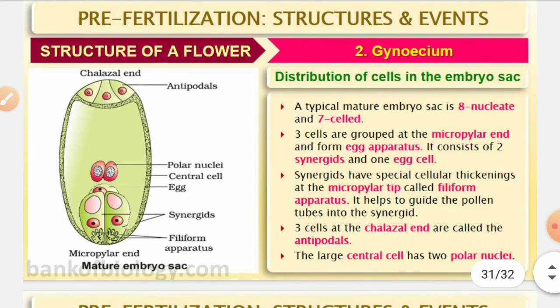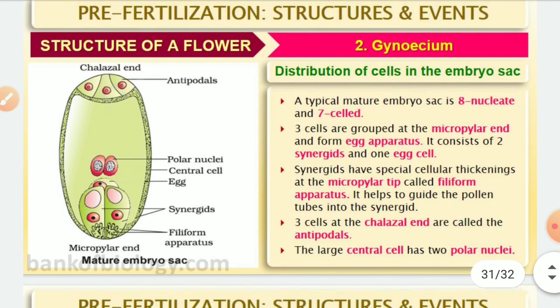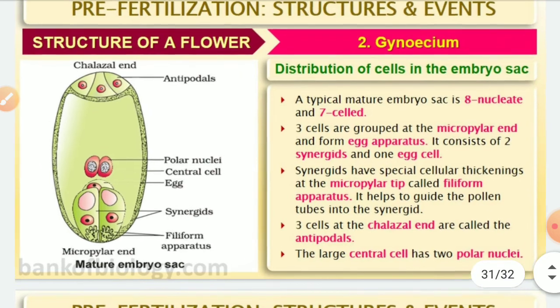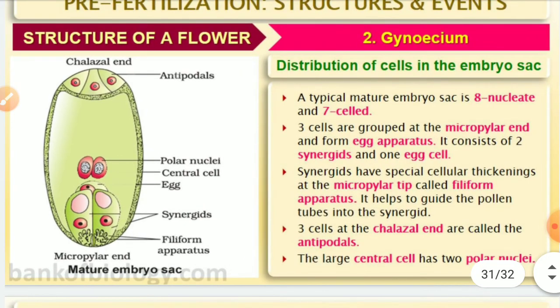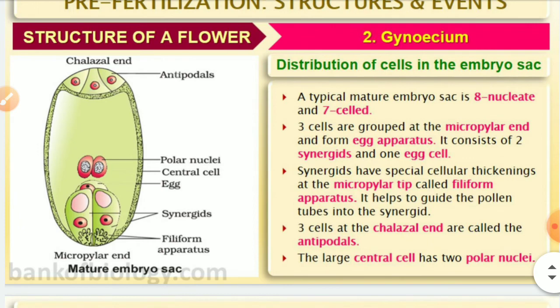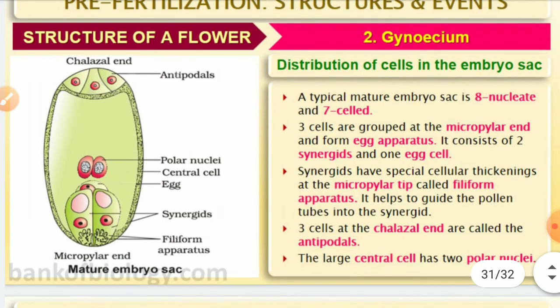Now, distribution of cells in the embryo sac. How many cells are there? A typical mature embryo sac is 8 nucleate and 7 celled. You can see here, at the antipodal end there are 1, 2 and 3. In the middle, there are polar nuclei 1 and 2, 5 total, and in the egg apparatus we have 3. So 5 plus 3, 8. So it is 8 nucleate and 7 celled.